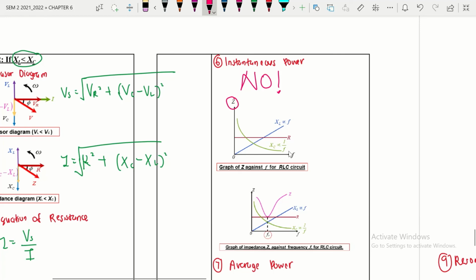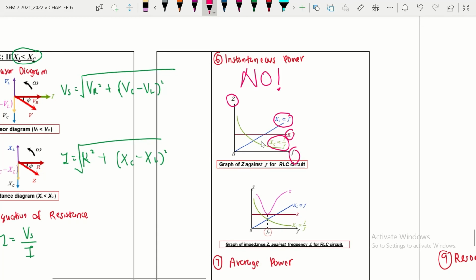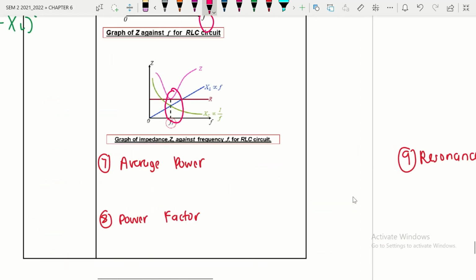Kita akan ada graph Z against frequency. So kita akan ada 3 graph dalam tu. Kita akan ada graph inductive reactance. Kita akan ada resistor. Dan kita juga akan ada capacitive reactance. So nampak tak? So, sekarang kalau awak perasankan dekat mana titik pertemuan dia tu. Okay. Dia adalah resonance frequency. Dekat sinilah resonance frequency berlaku. Okay. Where the resonance frequency happen. So, nampak tak? Jadi, graf ni akan show satu benda tau.